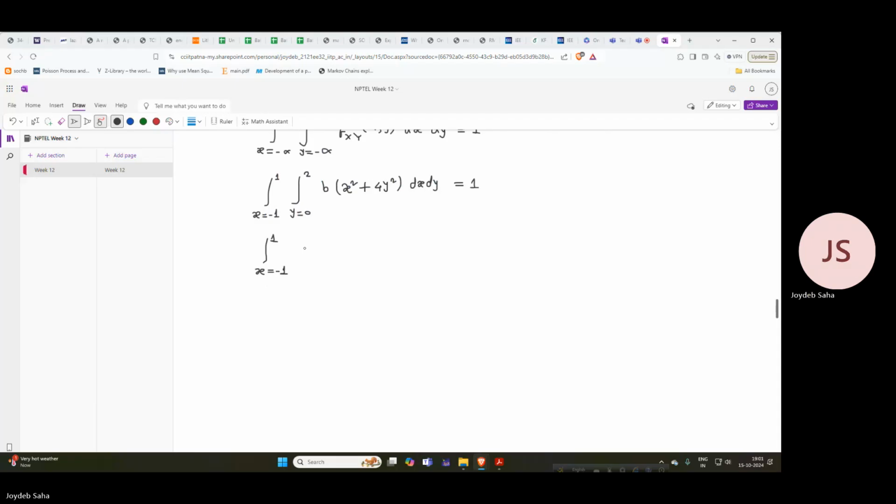So b, it will be b, x square y plus y cube upon 3. So it will be 4 y cube upon 3, and y is equal to 0 to 2. This value is 1, right? Is it fine?